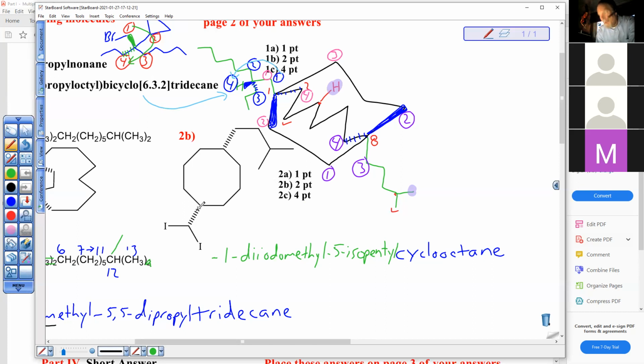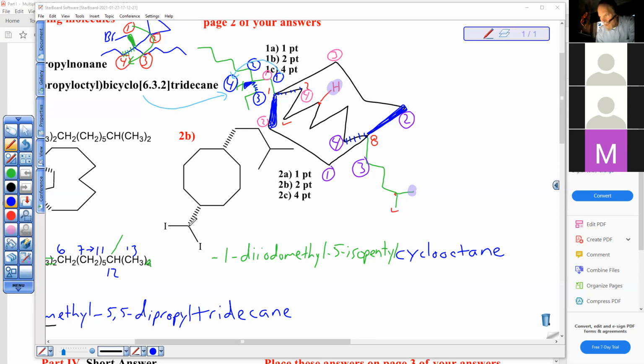Because they're different groups, they will have 4 different priorities, but this thing does not have 4 different groups, so it does not have 4 priorities. Even when you count the H, which is here, right? There's an H. I'm not going to draw it. I know there's an H there. There's only 3 bonds showing.